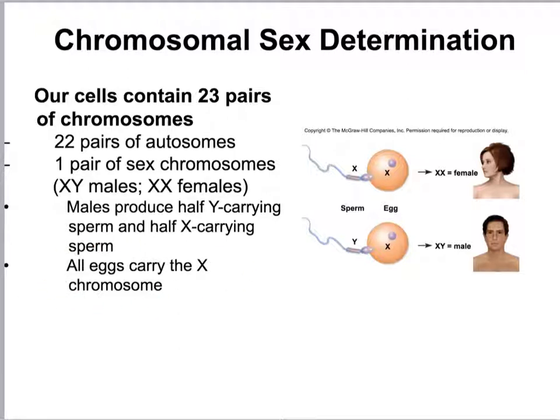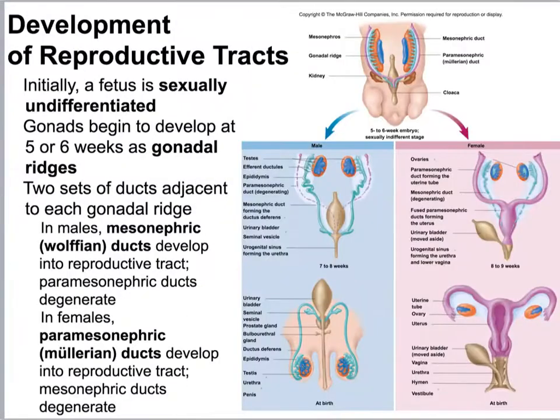All eggs should carry an X chromosome because that's all a female has to give them. And for sperm, half of the sperm should contain Y, and half should contain X. So when the sperm unites with the egg, you either get an X sperm and an X egg, leading to female development, or a Y sperm and an X egg, leading to male development. And that's sort of the very, very high level. Now let's get down to the nitty-gritty.